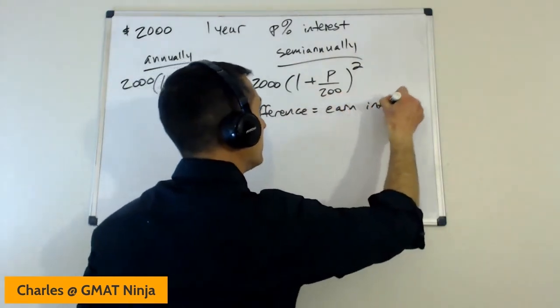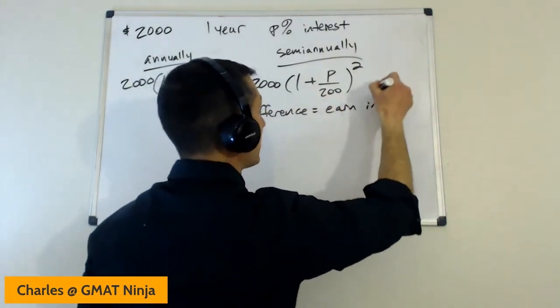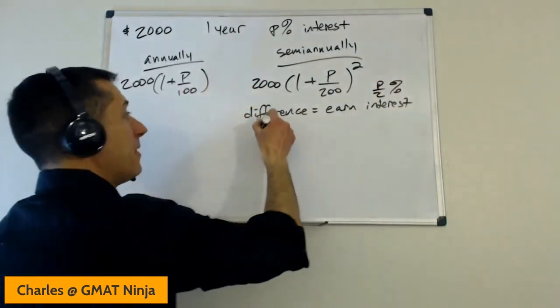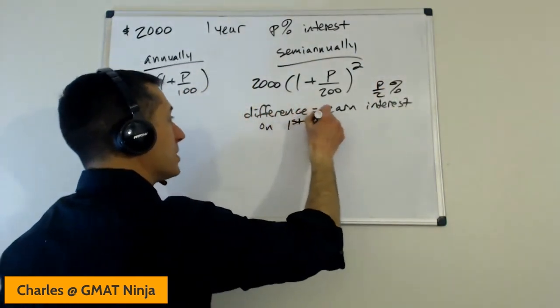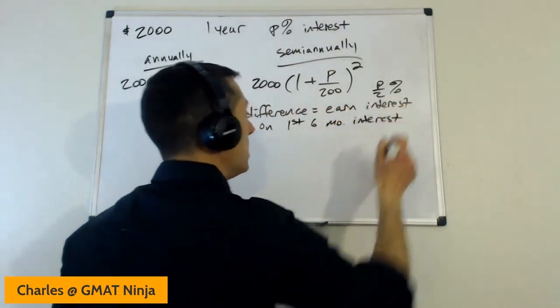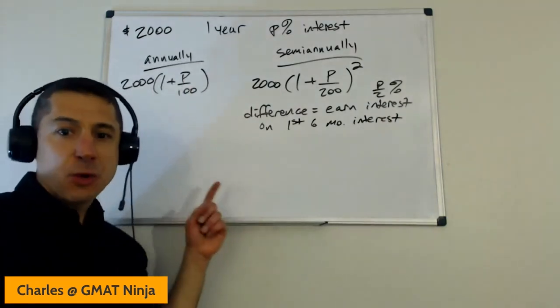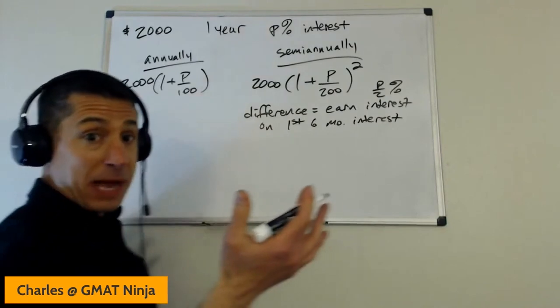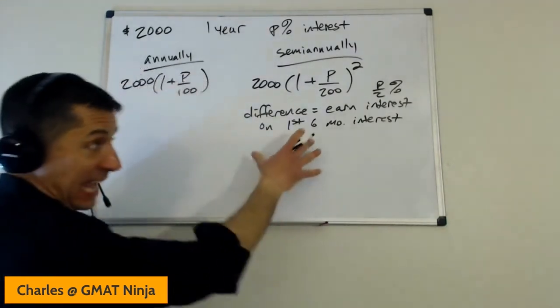So conceptually, what's the difference? Earn interest, specifically P over 2% interest on the first 6 months. Once you recognize that, you are out of here. This is it. And exactly, this is the power of compounding. See people putting that in the chat. It's exactly it. This is the power of compounding.